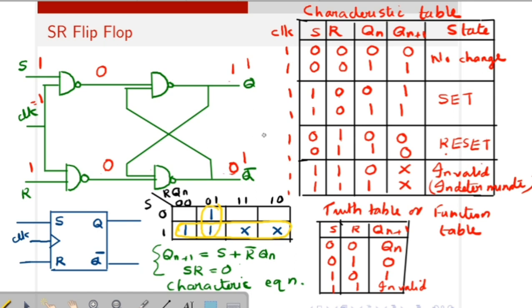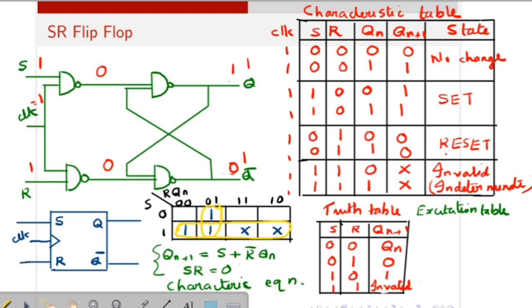So the excitation table lists the required input for a given change of state. That means state change is there. So what is the input condition for that? The state change. Clear? So that is described in the excitation table. So next we derive the excitation table for this SR flip-flop. Okay. So next we can derive the excitation table. So we derive the excitation table from the characteristic table.